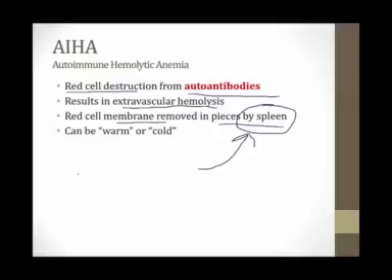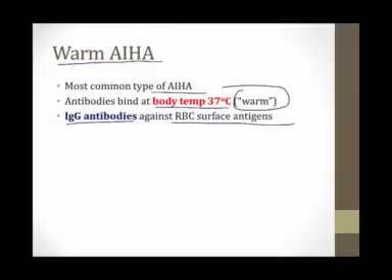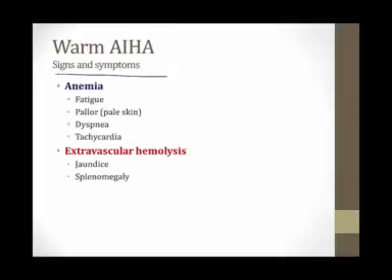And there are two subtypes of autoimmune hemolytic anemia depending on the temperature at which the antibodies bind. One is called warm and the other is called cold. Let's talk about warm hemolytic anemia first. This is the most common type of autoimmune hemolytic anemia. In this condition, antibodies bind to red blood cells at body temperature of 37 degrees Celsius, hence the name warm. In this condition, IgG antibodies develop against red blood cell surface antigens, and this is what leads to the hemolytic anemia. The signs and symptoms of this condition are the classic signs and symptoms of anemia.